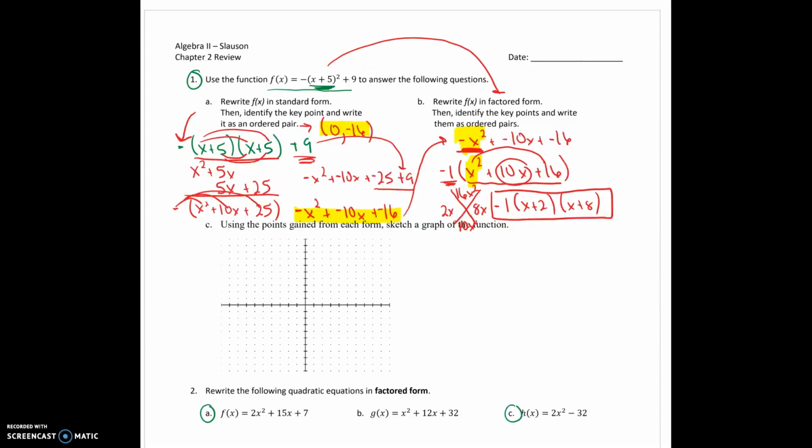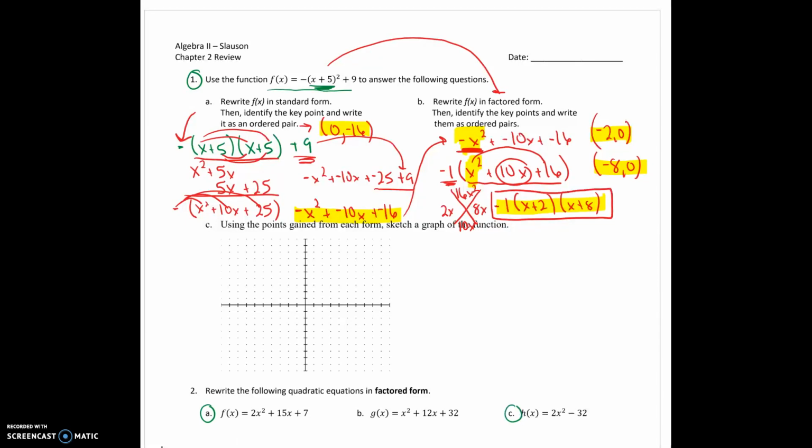And the key points I get from there are the x-intercept. One of them is negative 2, 0. That's its ordered pair. And the other one is negative 8, 0. And that's its ordered pair. So here's factored form. Here are my x-intercepts. And now I'm going to move on to the other question where they want me to graph it.